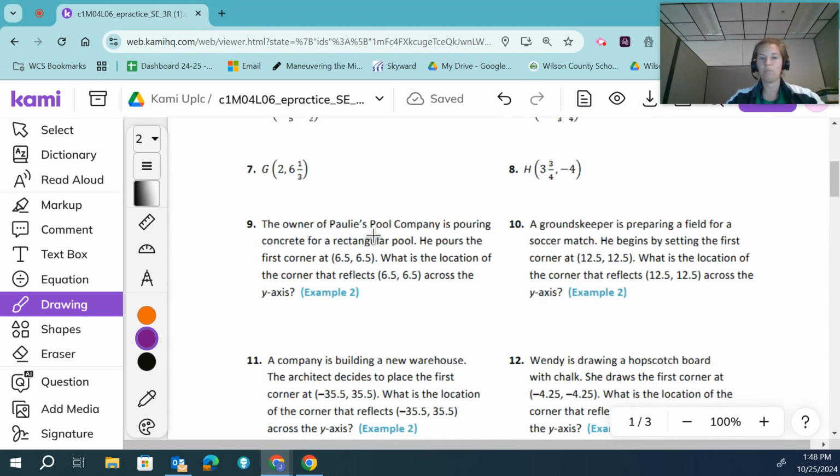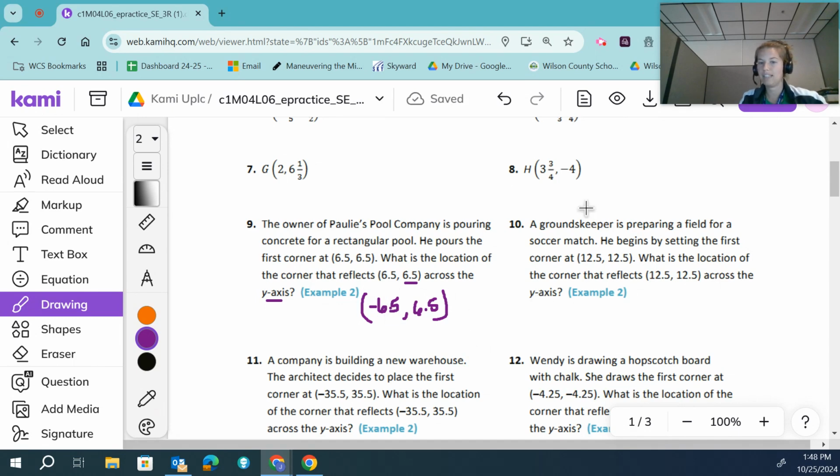And then we'll take a look here. This says the owner of Polly's Pool Company is pouring concrete for a rectangular pool. He pours the first corner at 6.5, 6.5, so positive, positive. What is the location of the corner that reflects across the y-axis? It's across the y-axis, which means my y value stays the same, and I take the opposite of my x value. So it becomes negative 6.5, 6.5.